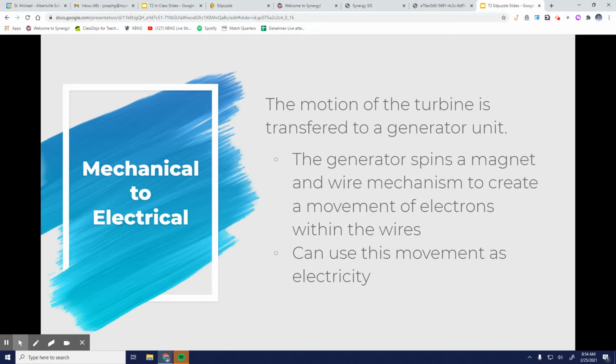So when we plug into the wall, we're using the back and forth movement of those electrons to power devices.